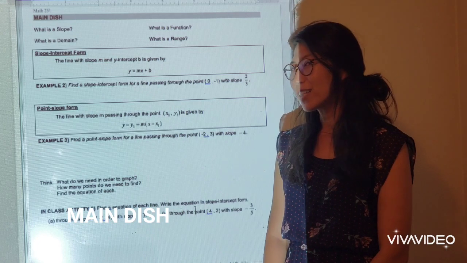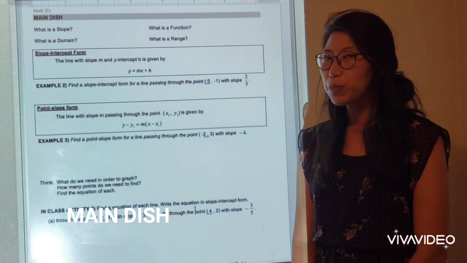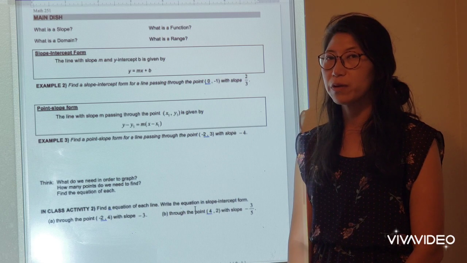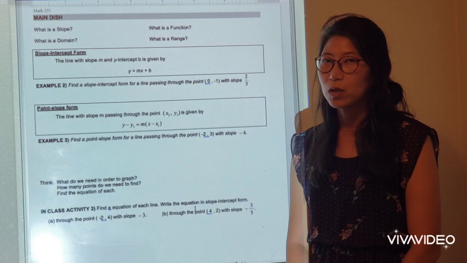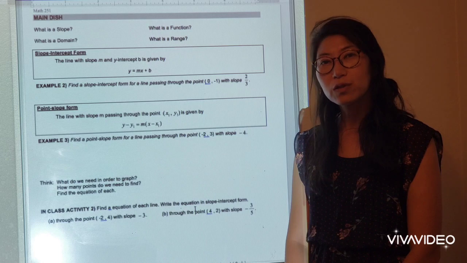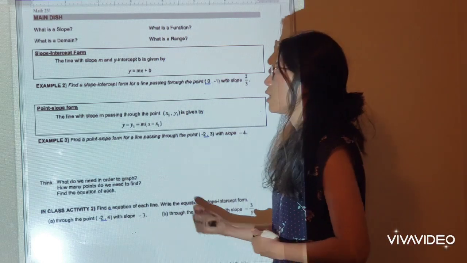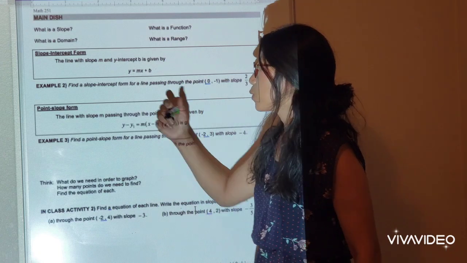Okay, so I'm going to start now the main dish. And this chapter 1 is actually easier than what you think, because these are all the review of your pre-cal. So when we get a chance, I want to review thoroughly with me, and then I will go over some of the review parts to explain for you.